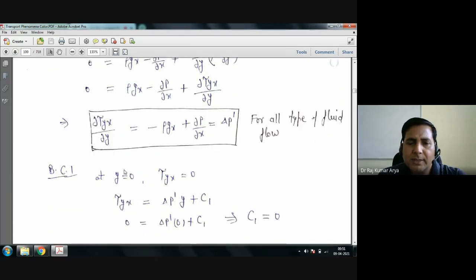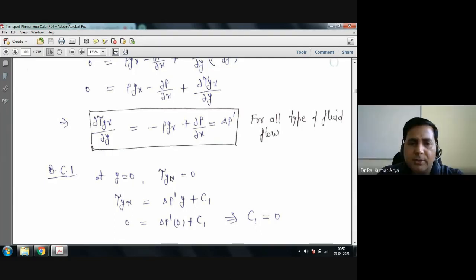Your boundary conditions are these: at y equal to 0, you have taken the coordinate at the center of the plate. So y equal to 0 means you are at the center, maximum far away from both sides. So your shear stress can be assumed to be 0, because that is the condition of the maximum. At y equal to 0, your shear stress would be 0, because velocity would be the maximum. Okay.